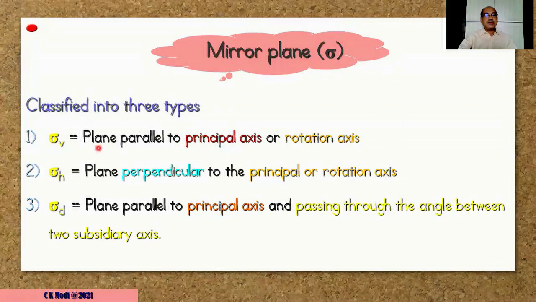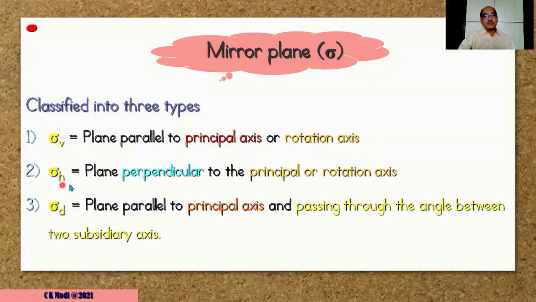The plane which is parallel to the principal axis and also passing through the center of that molecule, and it divides it into two parts. And both the parts are mirror images of each other. So these are the conditions for sigma V.